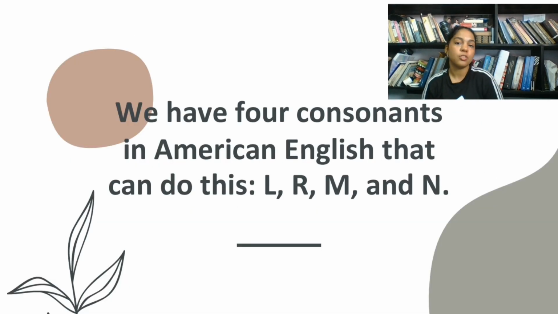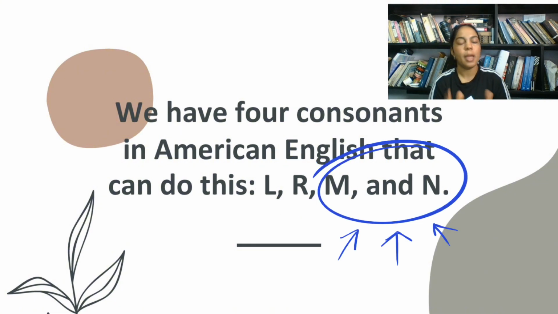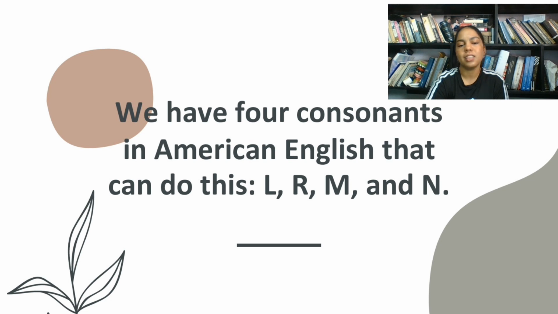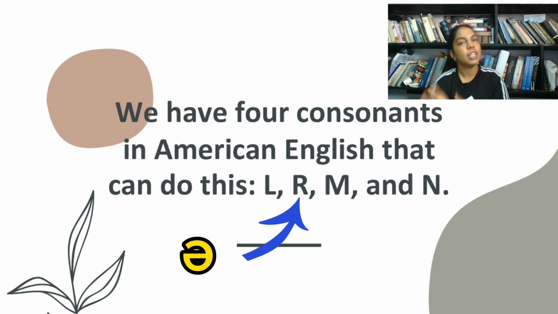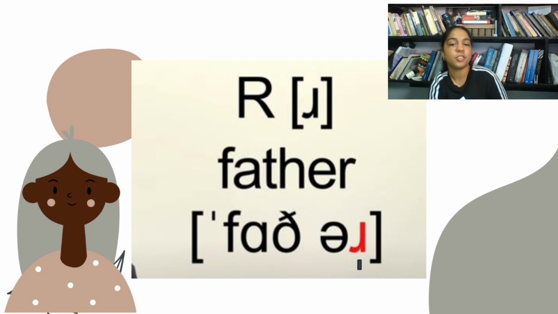We have four consonants in American English that can become a syllabic consonant. We have the liquid ones, the L and R, and the nasal ones, M and N. So let's say that it simplifies syllables where the schwa is followed by one of these sounds. What it means is that when you have a syllable with a schwa sound followed by one of these consonants, you don't need to make the schwa sound. It gets absorbed by the next sound. Now, for a better understanding, I will be explaining some examples.